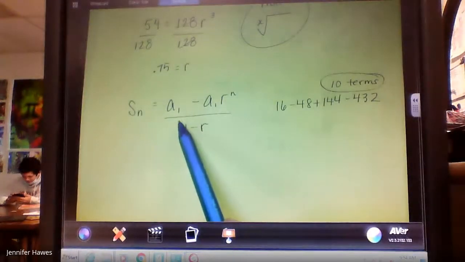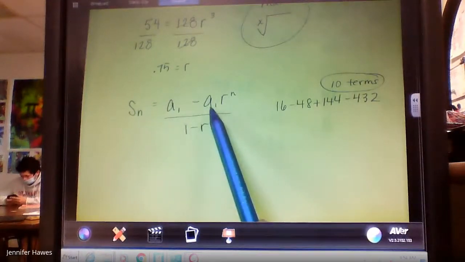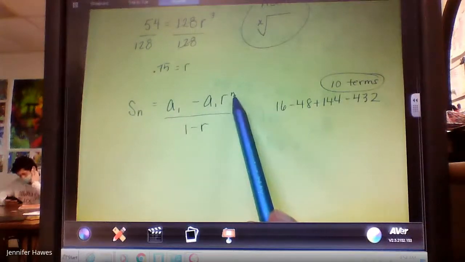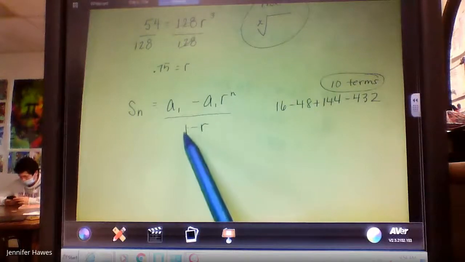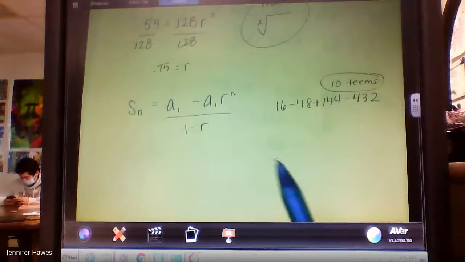Okay, so here's your kind of sum here. This is your first term. This is also, it says minus first term times your ratio. And yeah, that should just be n, not n minus 1, kind of what you're used to. And then divided by 1 minus your ratio.